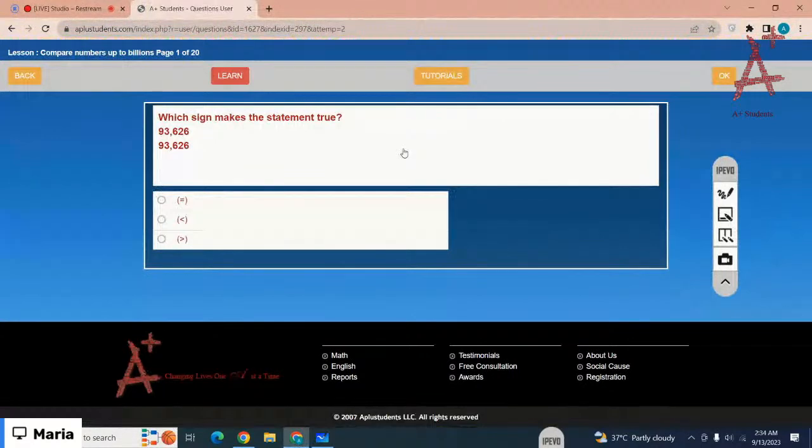Which sign makes the statement true? Just look at the numbers. 93,626. The next digit is also 93,626. So both the digits are exactly equal, right? They both are exactly equal.